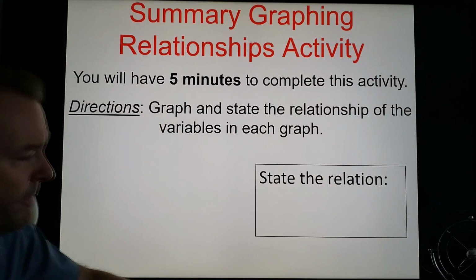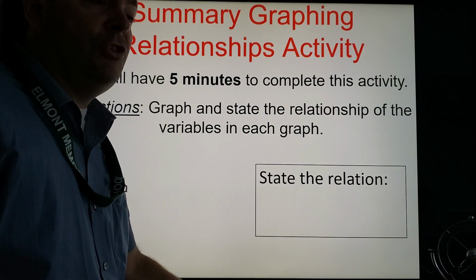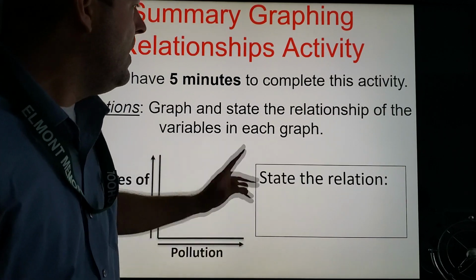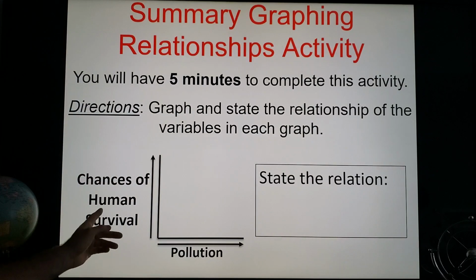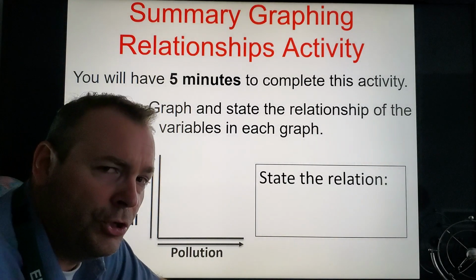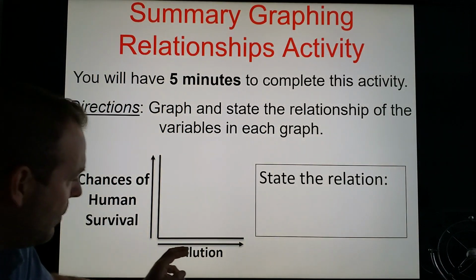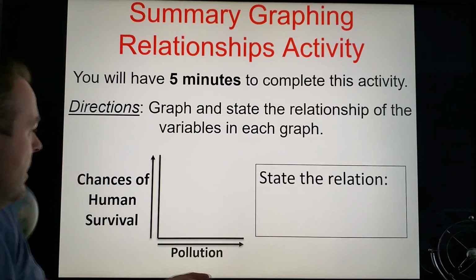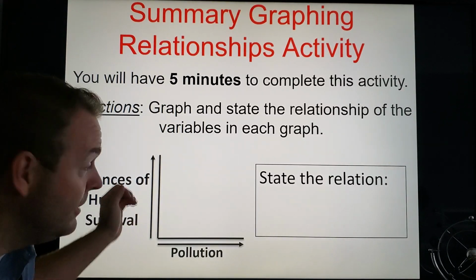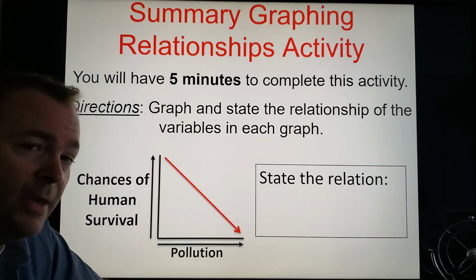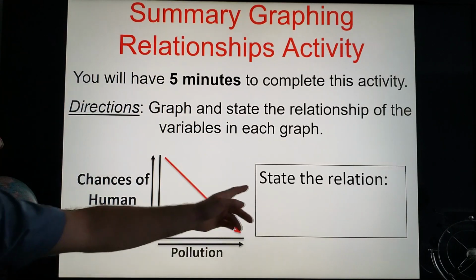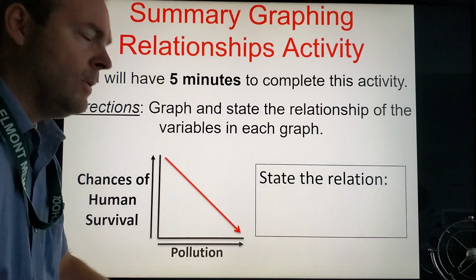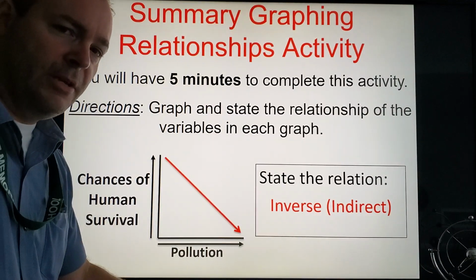Okay, we're going to head back to the GC in a second, and I'm going to give you guys a bunch of graphing relationships. Before we do, can you figure this one out? Chances of human survival versus pollution. Let's see, if there's more and more pollution, that means the water gets dirtier, the air gets dirtier. Our chances of survival would probably head right into the toilet. And what kind of relationship is that? If the X is increasing and the Y is decreasing, hopefully you said the inverse or indirect relationship.